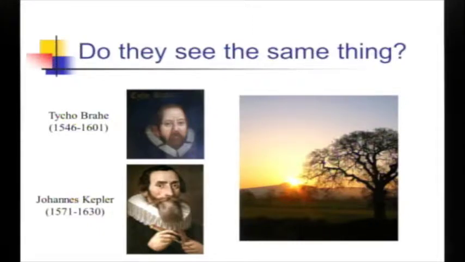One of them believed that the sun remained fixed and the objects in our solar system revolved around the sun. The other believed that it was the sun that moved around the earth, and it was the earth that was fixed. So Brahe believed that the sun went around the earth. Kepler believed that the earth went around the sun.